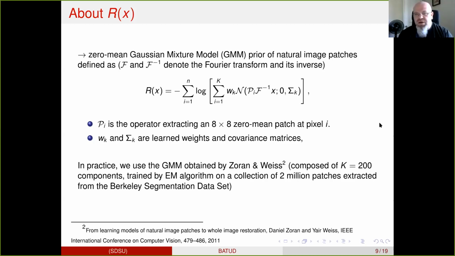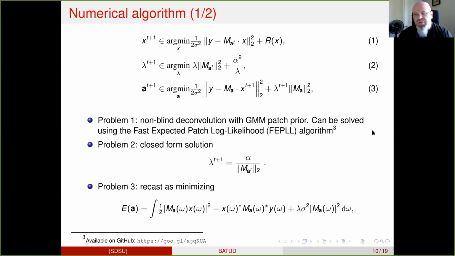So in practice now, how do we solve the BATUD algorithm, numerically speaking? We have an iterative algorithm which first updates x. That means that the new x will correspond to minimizing this quantity. And that can be easily done by using the algorithm that Charles and his collaborator developed about 2 years ago. That's called the FEPLL algorithm. And actually, their code is available on GitHub at this address, if you are interested. So that's very easy to solve numerically. We have the code.